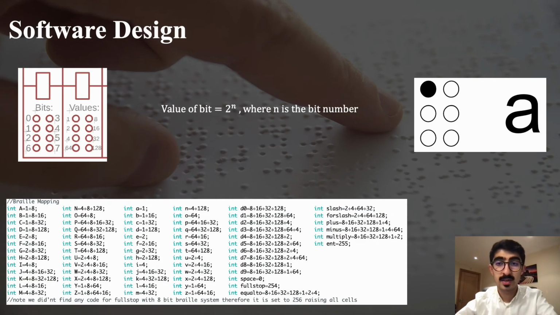This part of the presentation explains some of the software principles that were followed while writing the code of the Braille system. As mentioned earlier, each of the P20 Braille cells has 8 dots, in other words 8 bits, and every bit has a specific value. To find this value, we use the formula 2 to the power n, where n is the number of the bit. For example, bit number 4 has a value of 2 to the power 4, which is 16.